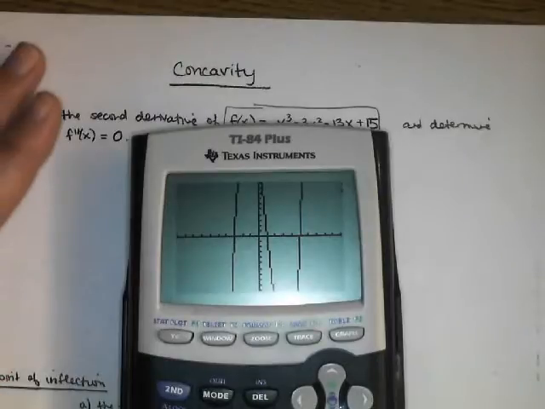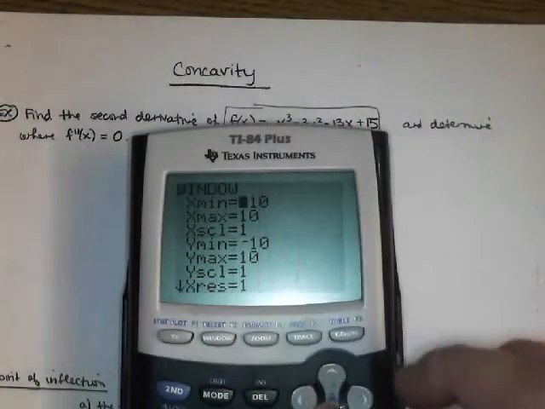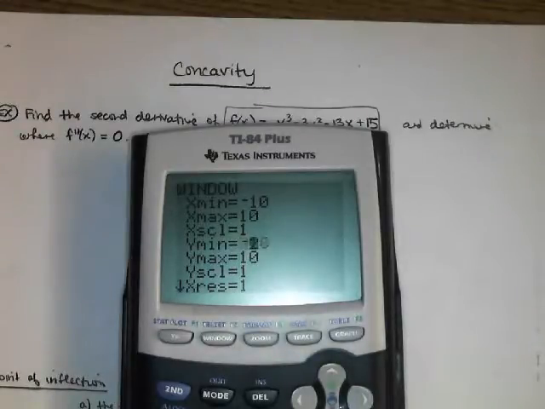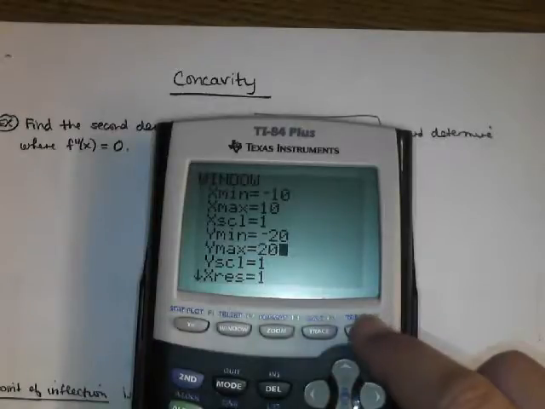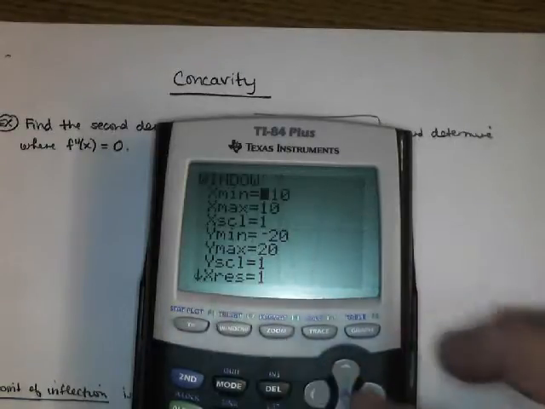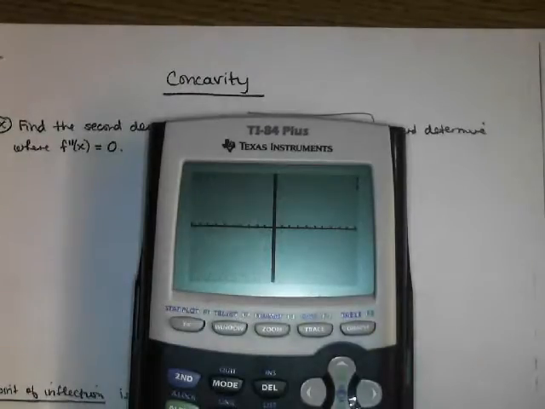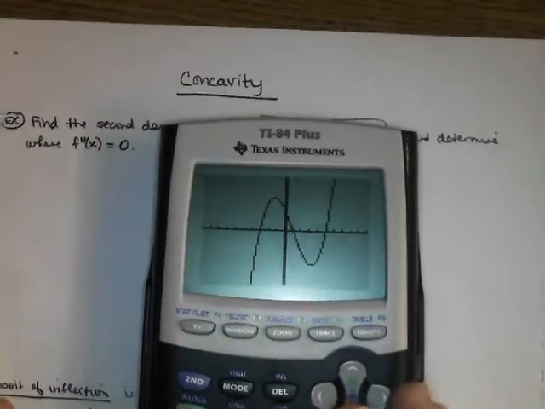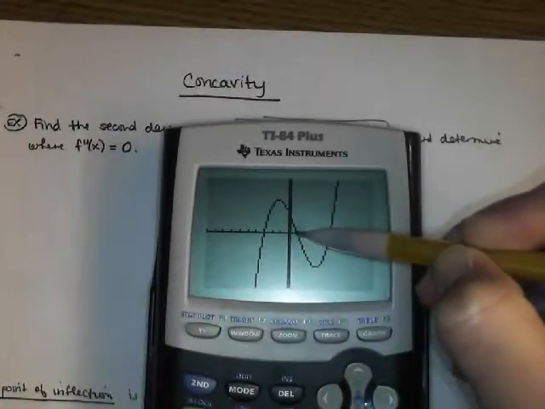And this isn't the best graph, just because I don't have a great window, so I'm going to move my window from negative 20 to 20 and hope that does the trick. Nope. Negative 40 to 40. Good. Okay. So what is happening at 1?